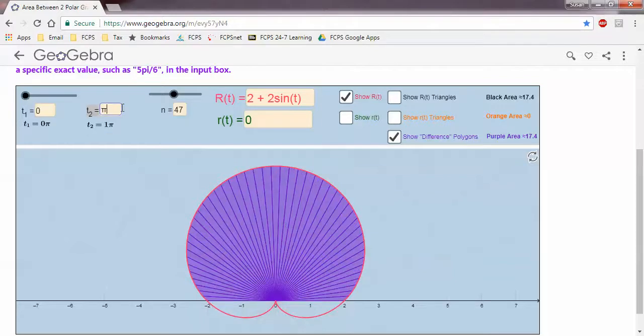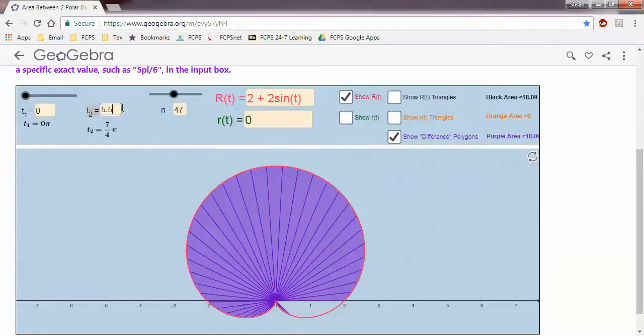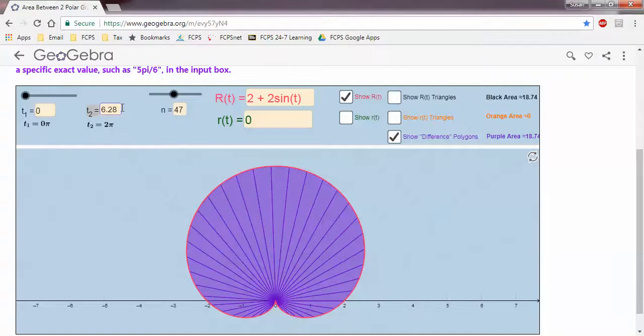And then if I integrate from 0 to 3 pi over 2, that would give me one of the butt cheeks. And then I can integrate from 0 to 2 pi. Here's 7 pi over 4, just so you can see. It goes down to the angle of 7 pi over 4, but it's not halfway. You would think it's halfway, but it's not. And then 2 pi is a full circle, right?